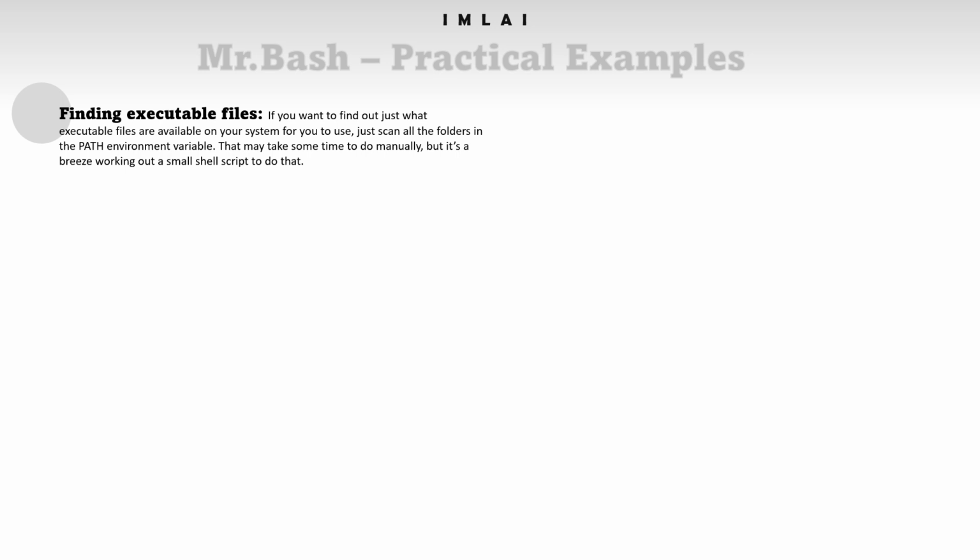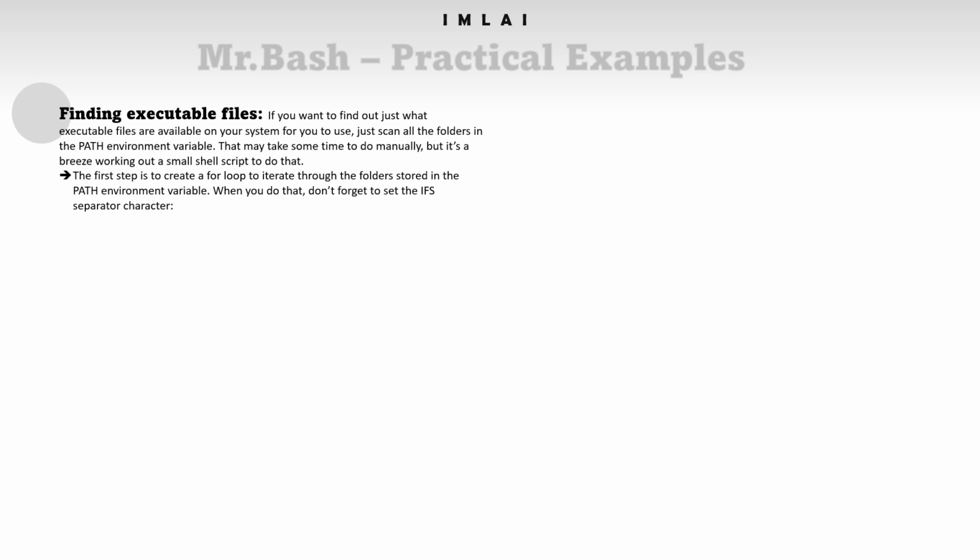The first one is finding executable files. What happens when you run a program from the command line? The Linux system searches a series of folders looking for that file. Those folders are defined in the PATH environment variable. Now, if you want to find out just what executable files are available on your system for you to use, just scan all the folders in the PATH environment variable.